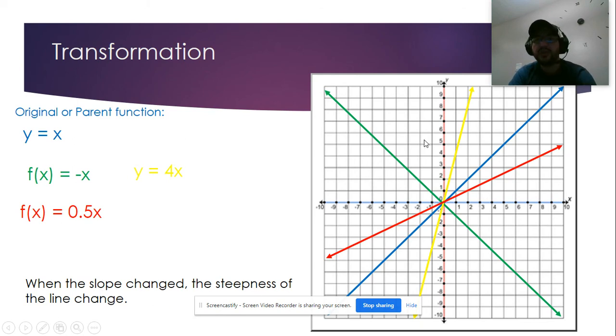Okay, so just remember that when the y-intercept changes, if we are adding, it will go up. If we are subtracting, it will go down, and the slope will give me the steepness of the line.